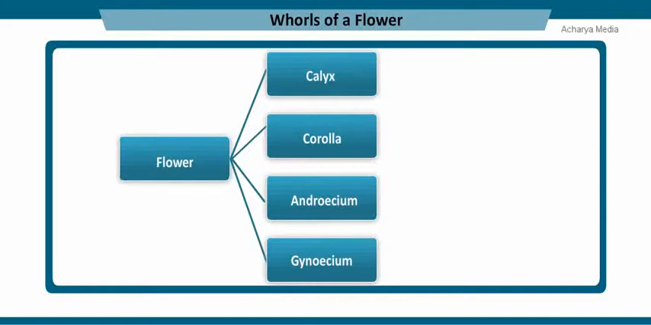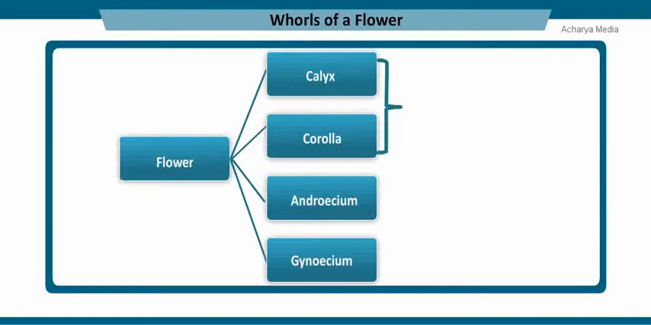Androecium is the third whorl of the flower that consists of stamens. It is the male reproductive organ of a flower. Gynoecium is the innermost whorl of the flower. It is also called the pistil and is the female reproductive organ of a flower.